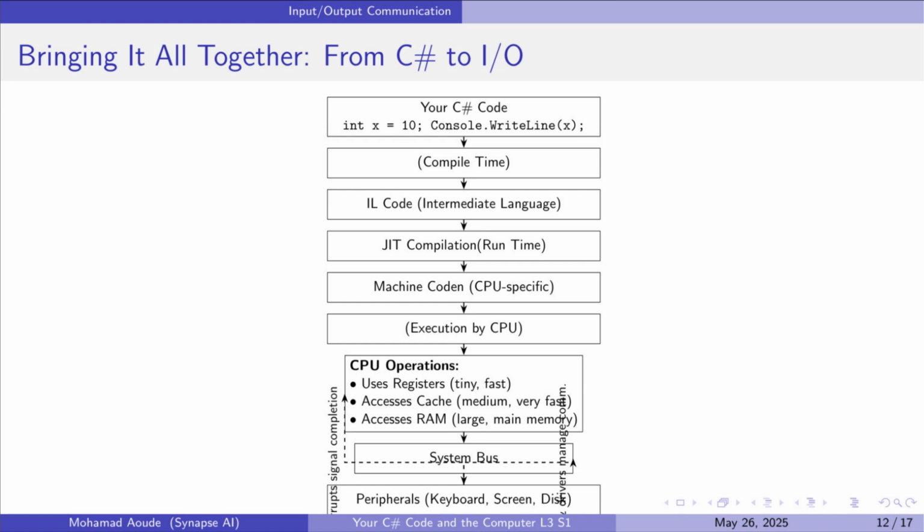interrupts. By understanding each of these stages, you gain insight into performance bottlenecks, like excessive heap allocations slowing garbage collection, or subtle bugs caused by JIT optimizations. It also explains why certain language features, such as async methods or value types, exist. They optimize how your code is translated and executed on real hardware.